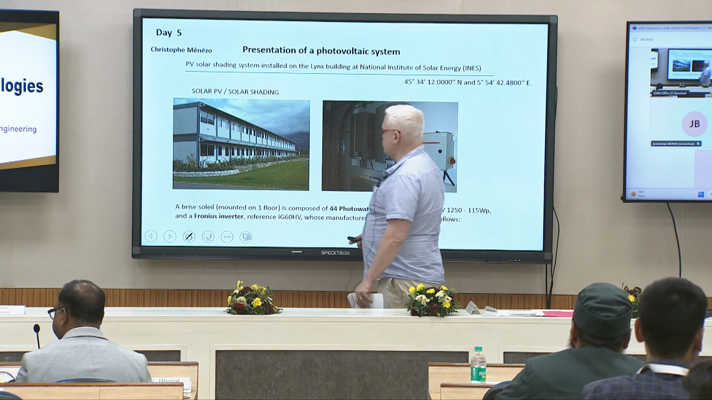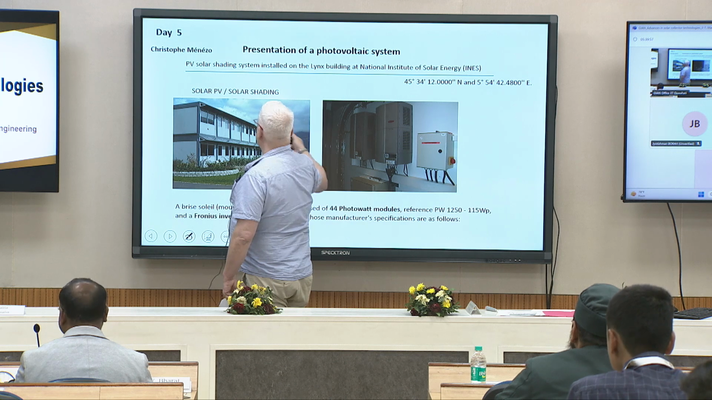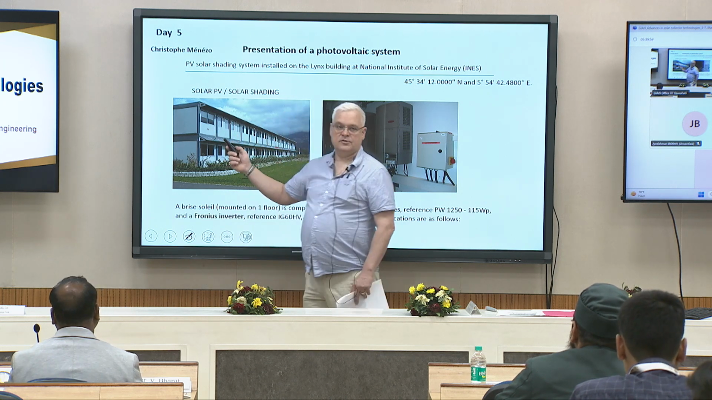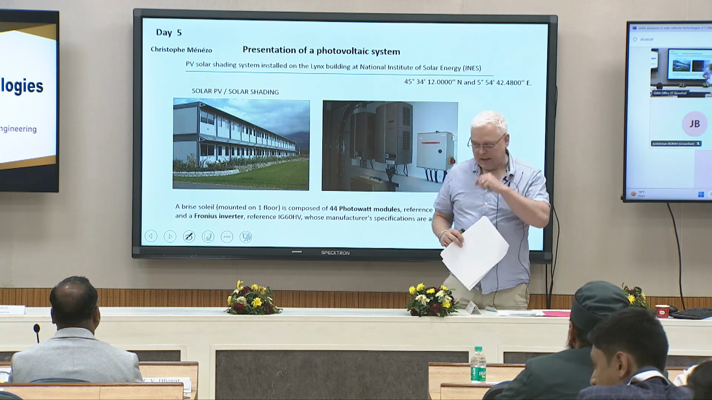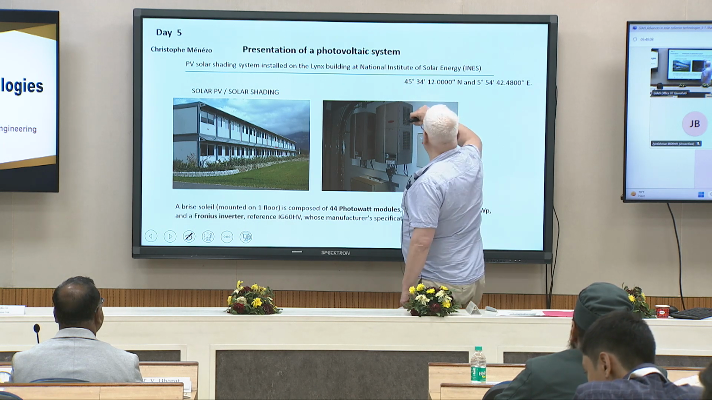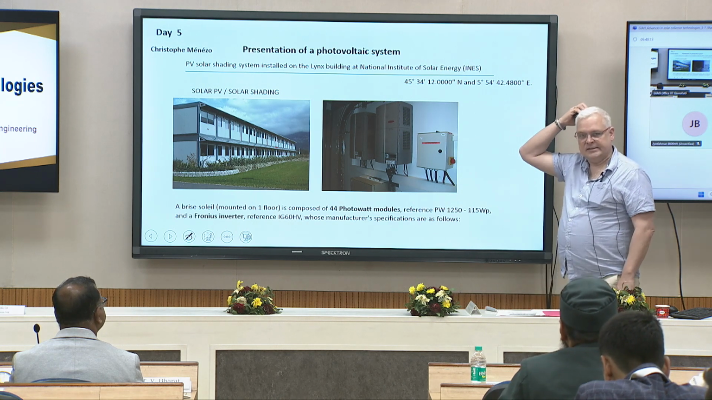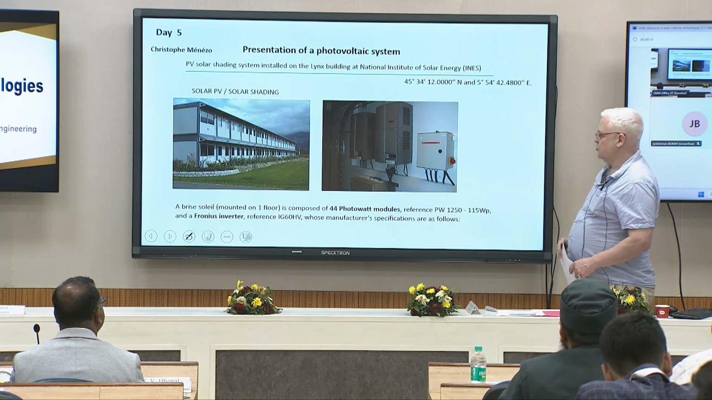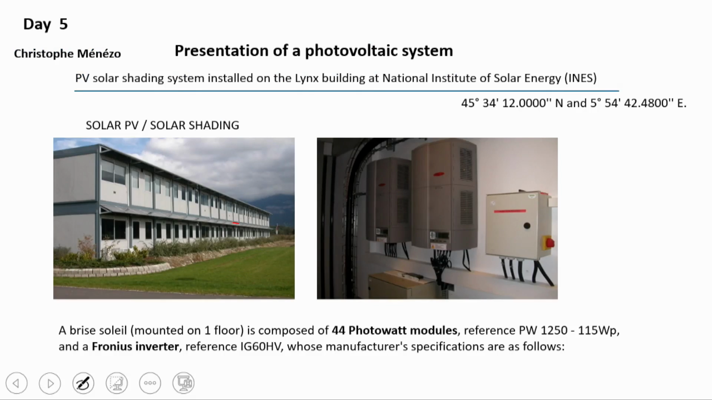So it is on my campus, okay? You see here, the PV panels are used to protect from the sun during summertime, okay? I give the latitude, 45 degrees north, longitude, 5 degrees east, okay? It is all the time useful to know that. So a brise soleil is a shadow, okay? It cuts the sun.